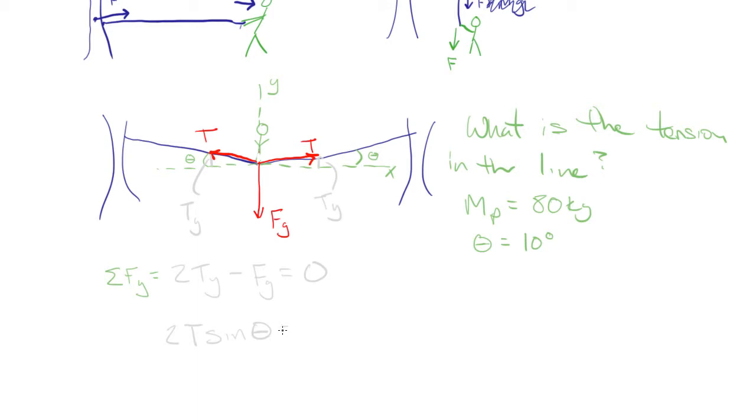And that's equal to the force of gravity, which I should write as the mass of the person times g. So tension then is just equal to the mass of the person times g divided by 2 sine theta.